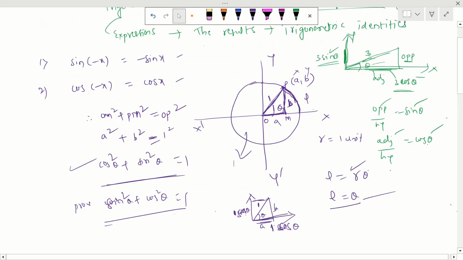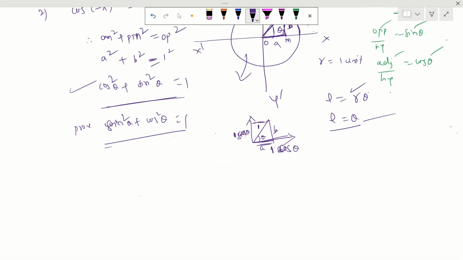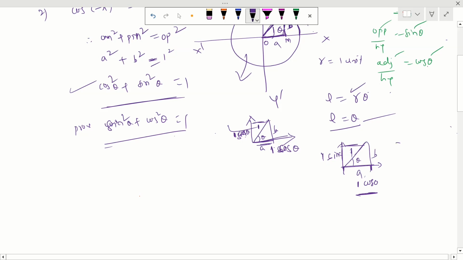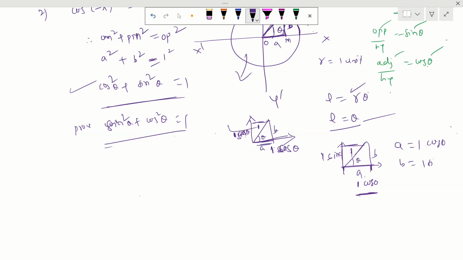This point you understood, right? We have a triangle with angle theta and sides A and B. When resolving theta with hypotenuse 1 into two components, we get 1 into sin theta and 1 into cos theta. So A is equal to 1 cos theta, and B is equal to 1 sin theta. Therefore we can write cos square theta plus sin square theta is equal to 1.